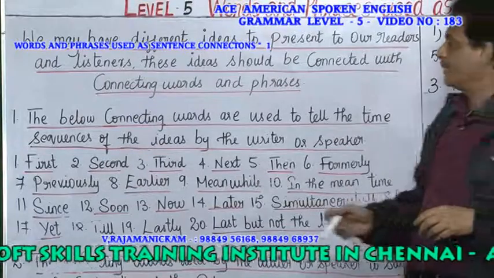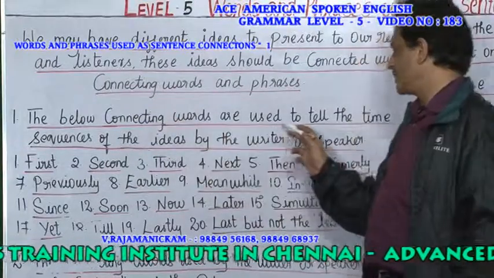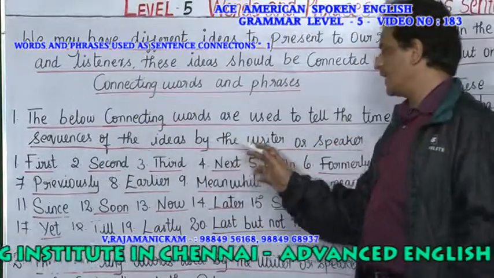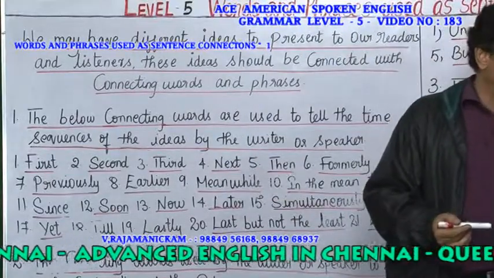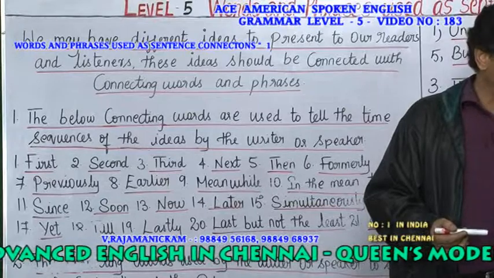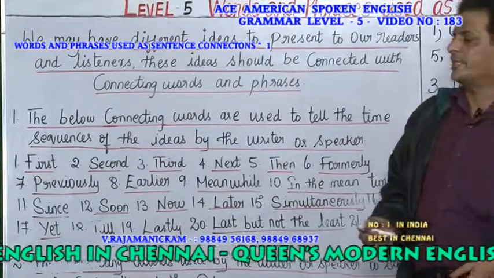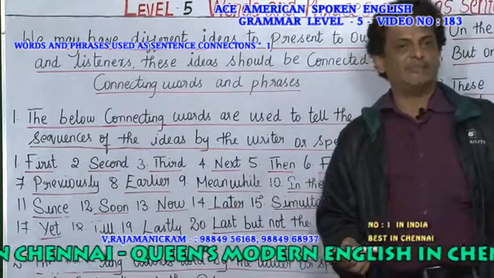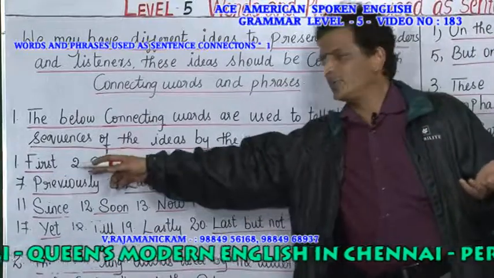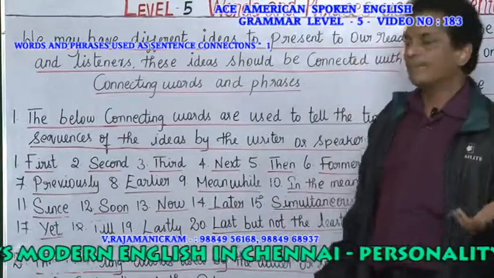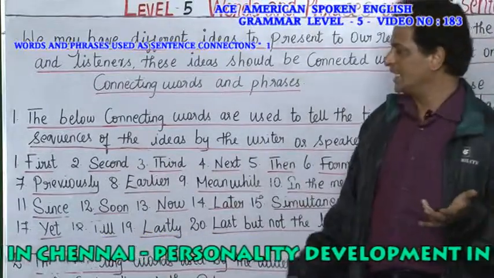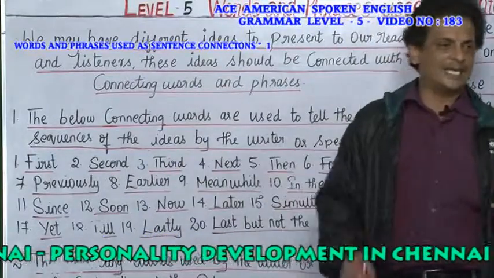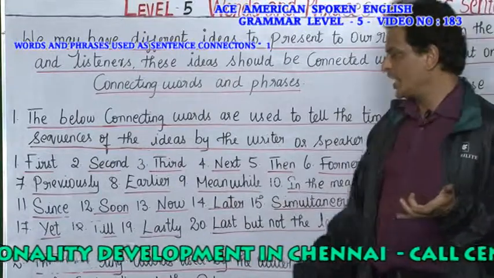So, now here, the below connecting words are used to tell the time sequences of the ideas. Time sequences. What time sequences? Can you tell about anything time sequences? From 1947, can you tell me what happened to India? 1947, first Jawaharlal Nehru was the Prime Minister. Second, Lal Bahadur Shastri became the Prime Minister. Third, Indira Gandhi became the Prime Minister.